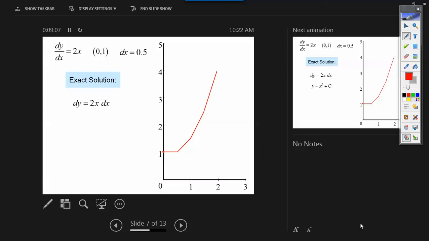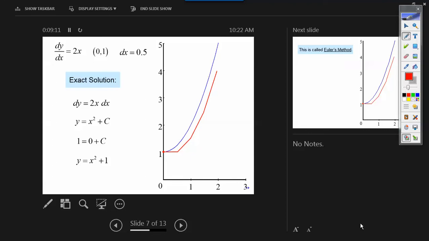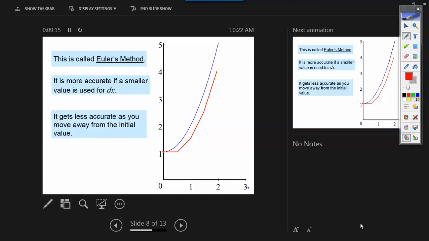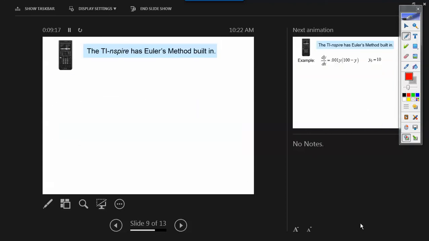Okay, so we know this is what I already went through over there. We already know that the exact value is 5. And so this is called Euler's method. It gets more accurate as you go along. The TI Inspire has Euler's method built in. So everybody get your calculators out and let's do this.